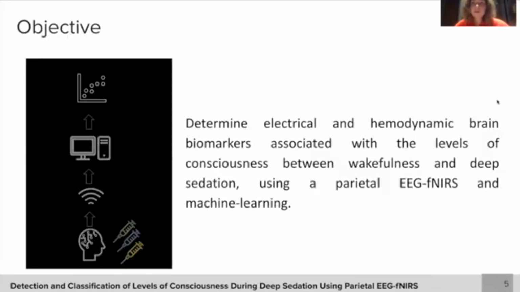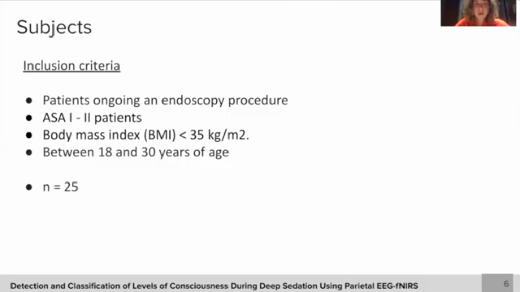So with this, our objective is to determine the electrical and hemodynamic brain biomarkers associated with the levels of consciousness between wakefulness and deep sedation using a parietal EEG-fNIRS and machine learning. Our subjects will be relatively healthy patients undergoing an endoscopy procedure, because this is a relatively stable and safe procedure. Patients will be between 18 and 30 years of age, and we will have an N of 25.